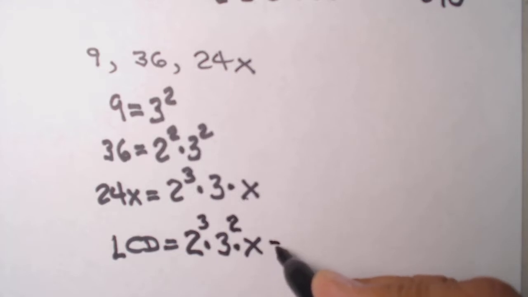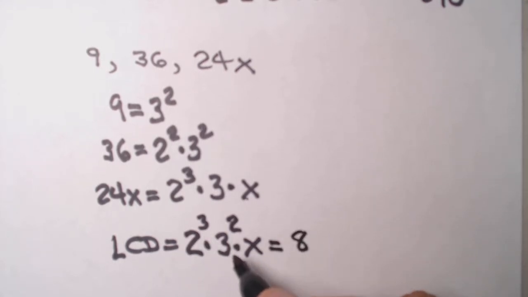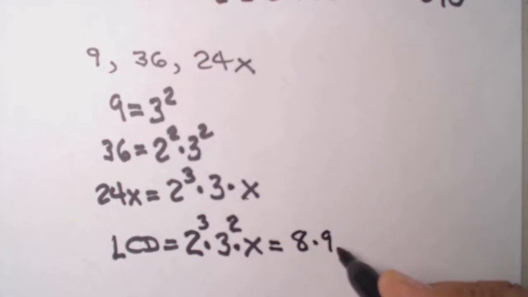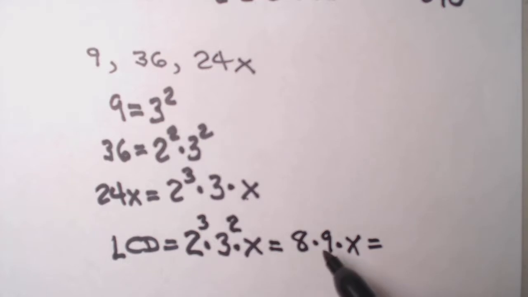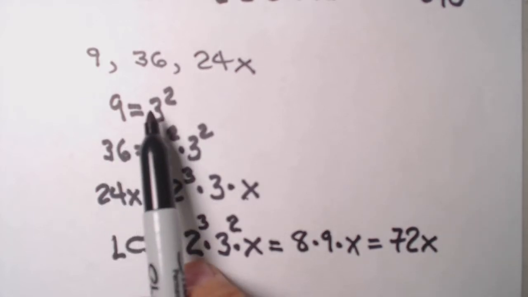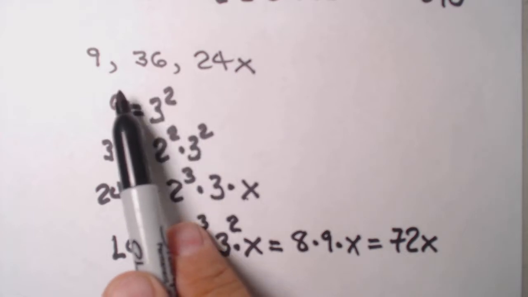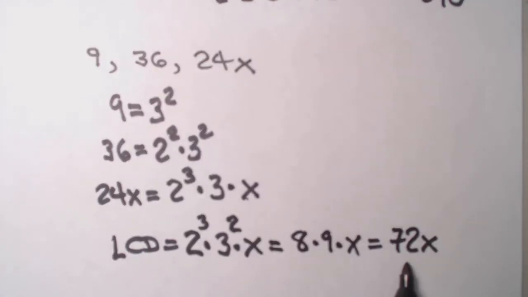Now put this back together. 2 cubed is 8. 3 squared is 9. And then we have the x. Well, if we multiply this together, 8 times 9 is 72. And we've got the x. Our LCM or LCD for these 3 is the lowest common multiple that they all hit, 72x.